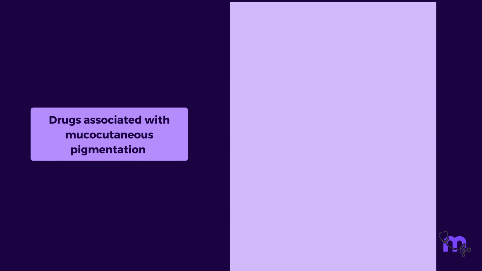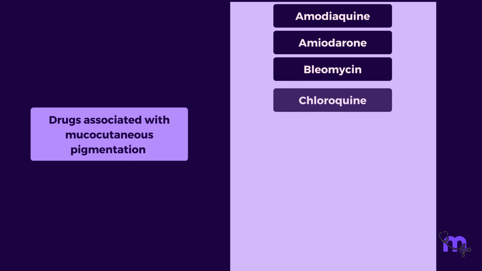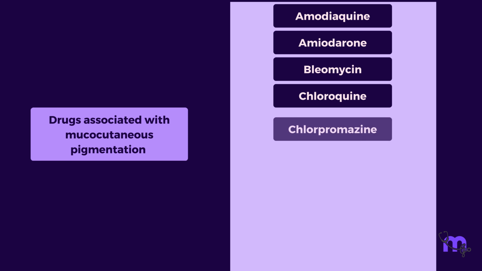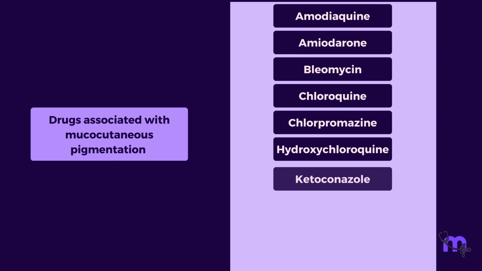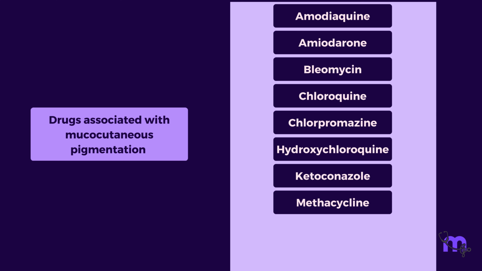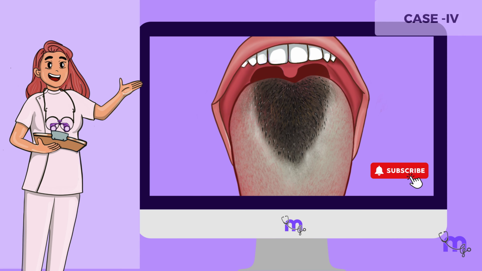Other drugs associated with mucocutaneous pigmentation are amodiaquine, amiodarone, bleomycin, chloroquine, chlorpromazine, hydroxychloroquine, ketoconazole, methacillin, methyl-dopa, and quinacrine. Moving on to the fourth case.